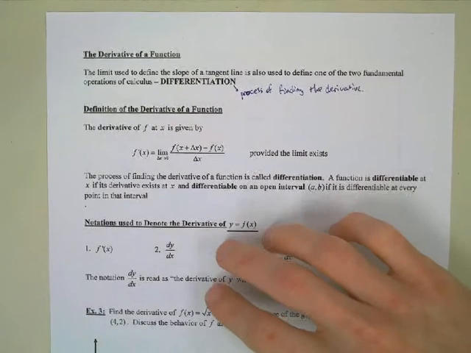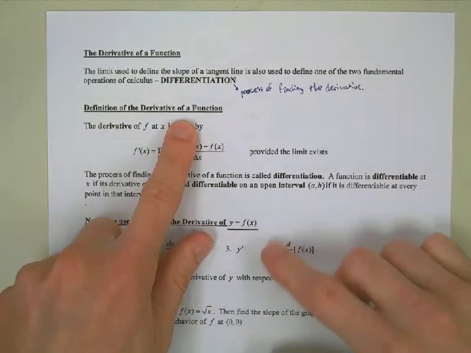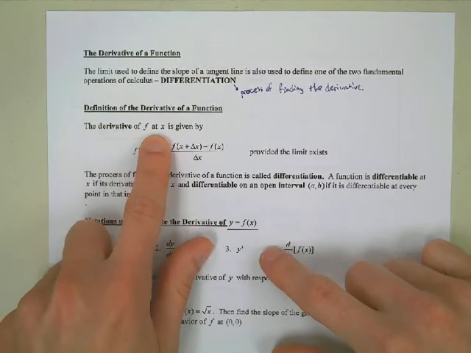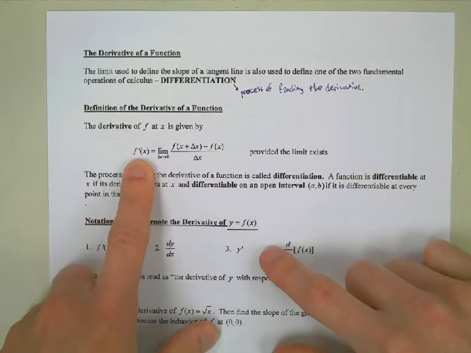So the definition of the derivative of a function. The derivative of f at x is given by... Now notice here the new notation that we're seeing show up. What's new in here? Yes, this little apostrophe, we call it prime, okay?